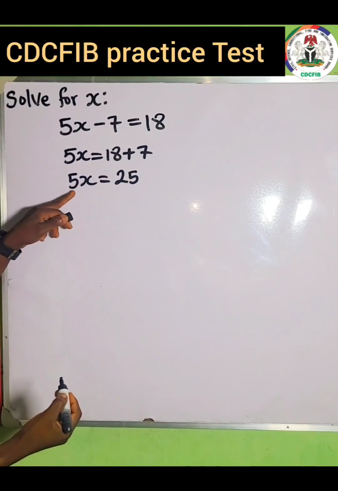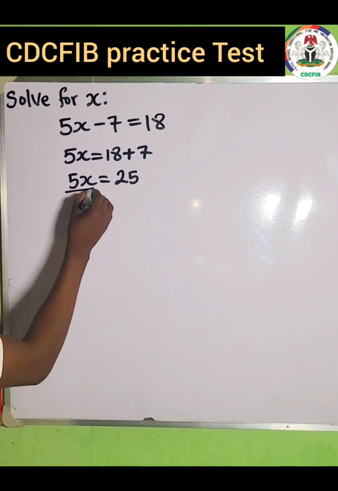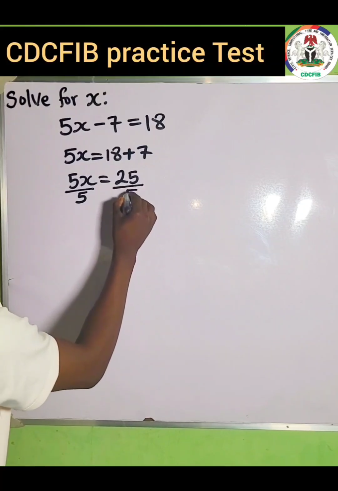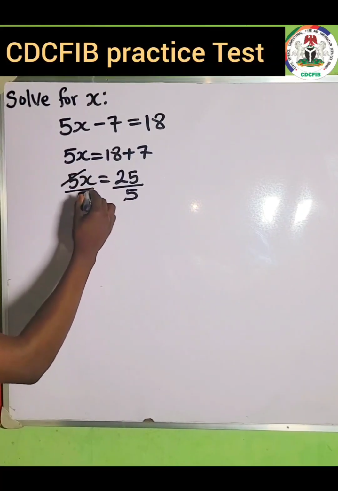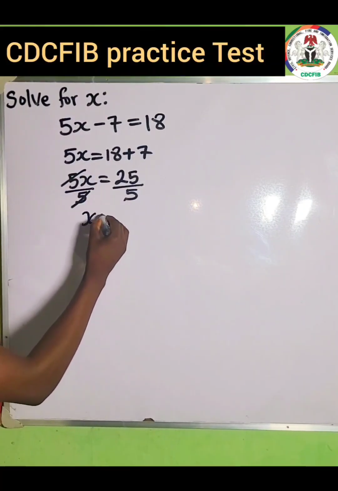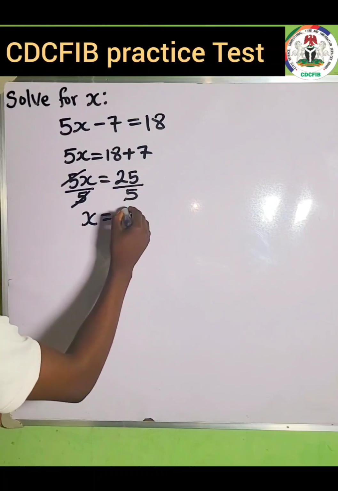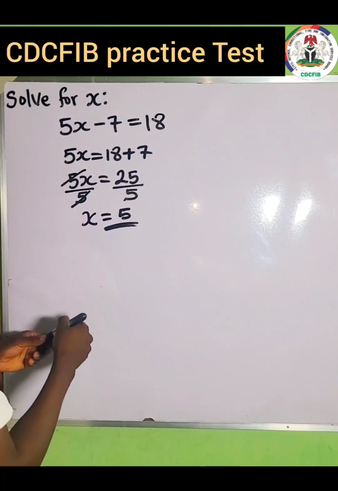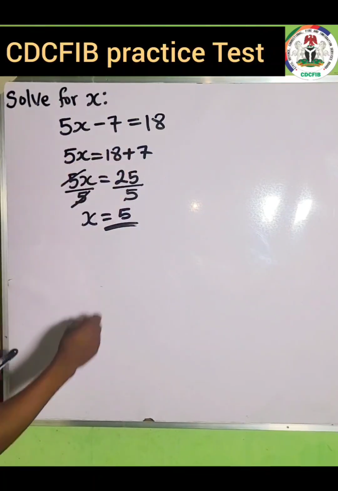Now to get the value of x, we need to eliminate this 5 by dividing both sides by 5. We also do the same thing to the right hand side, so that this 5 is going to cancel this 5. We are left with x, which is equal to 25 divided by 5, which gives us 5. So therefore, 5 is the value of x that satisfies this equation.